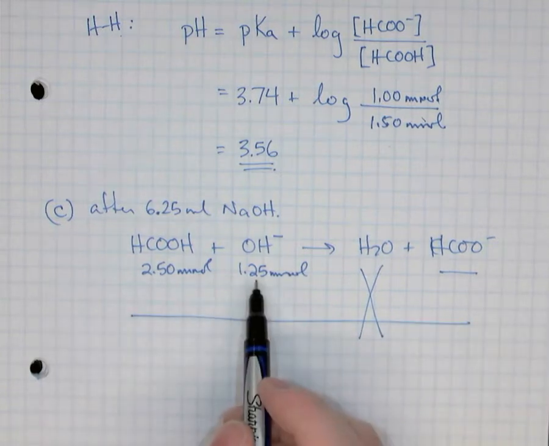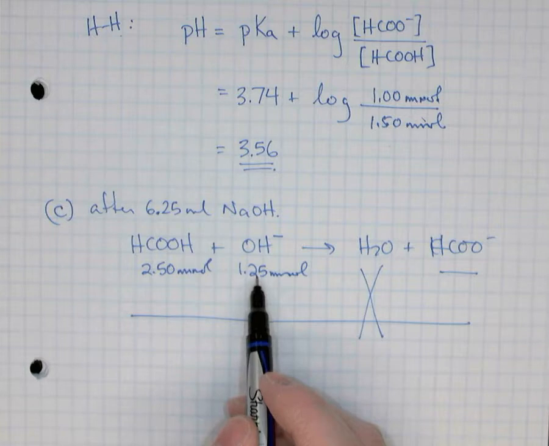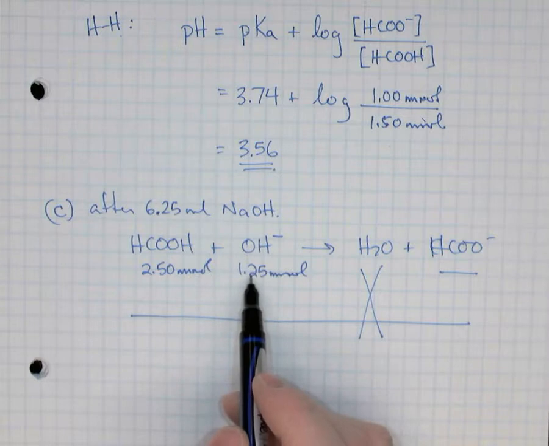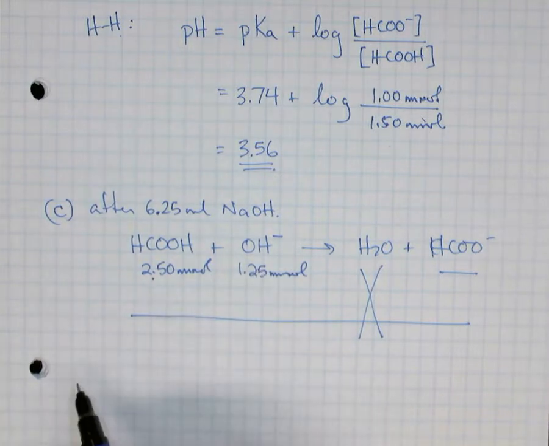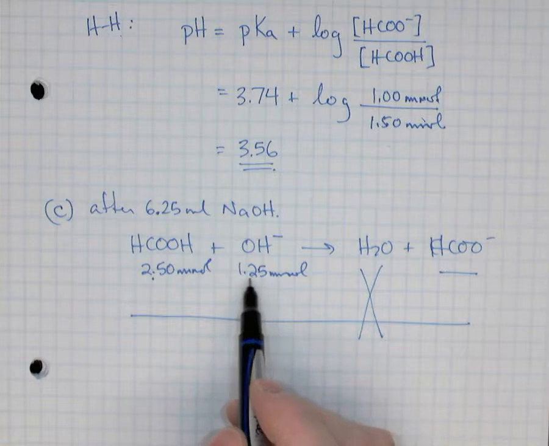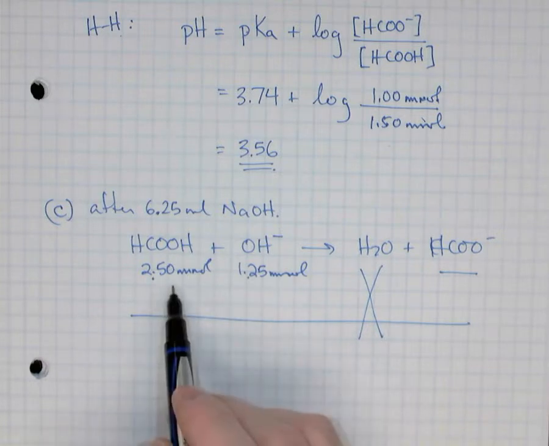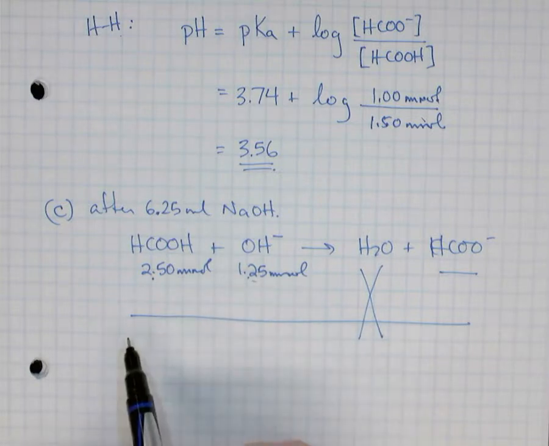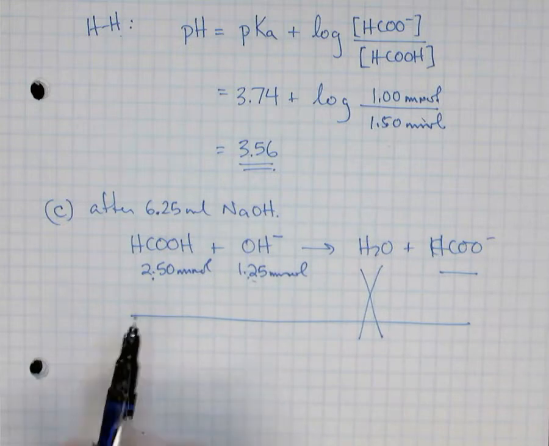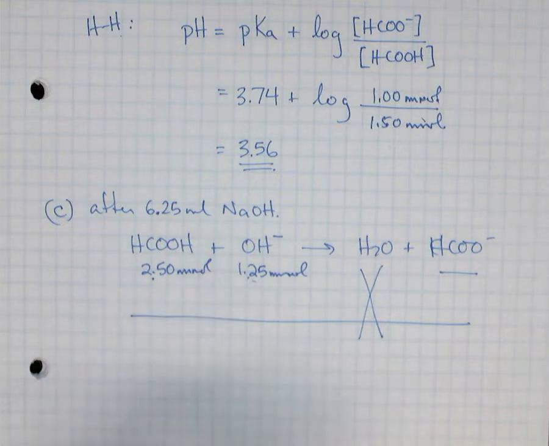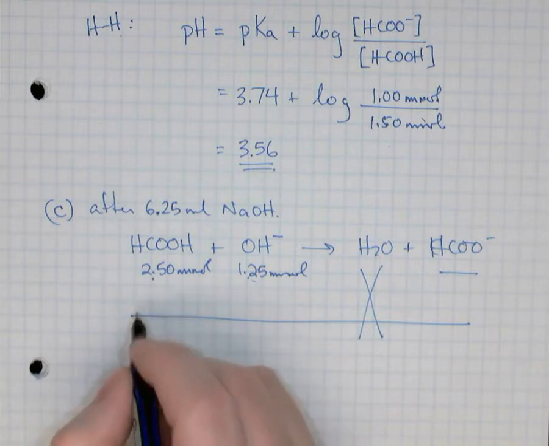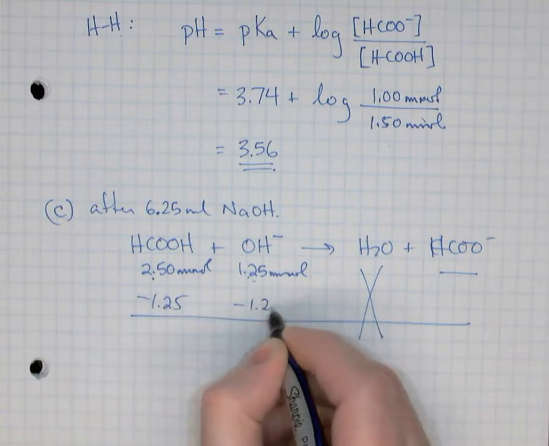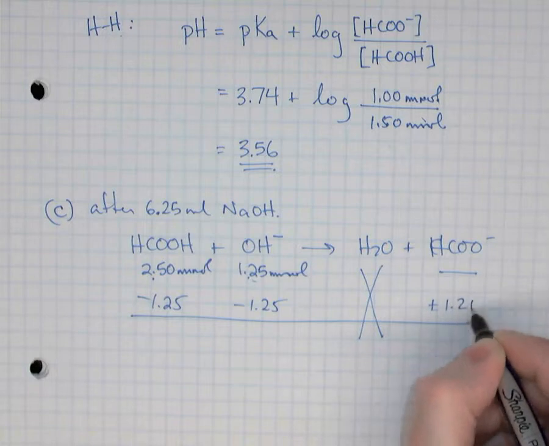Now notice what I said about this being carefully selected. This is not just before the equivalence point still. We can tell it's before the equivalence point because we've still not added enough hydroxide to neutralize all the acid. But this is actually exactly halfway to the equivalence point. With 2.5 millimoles of acid, we've added half of that of the base. So this is a very important point in the titration of a weak acid with strong base, the halfway point to the equivalence point. You'll see why that's important mathematically in just a moment. So we lose 1.25, we lose 1.25, we gain 1.25.